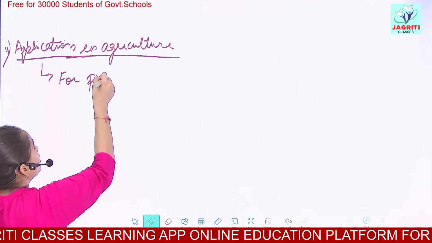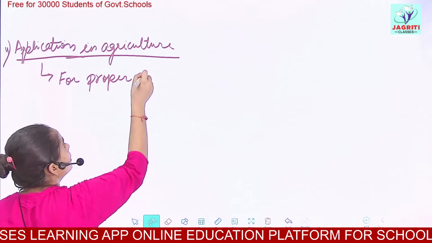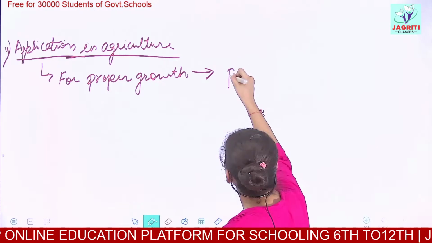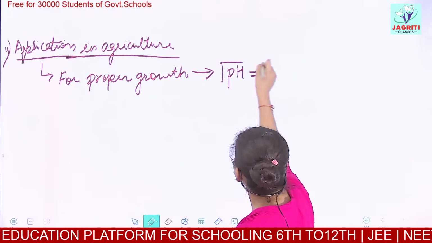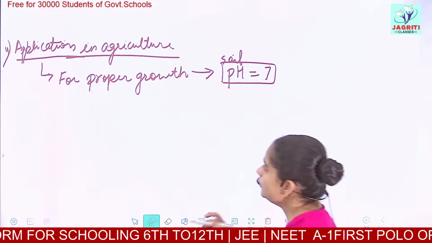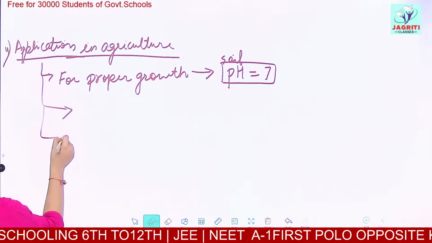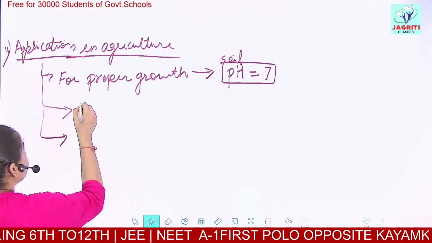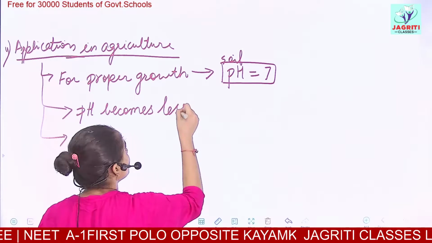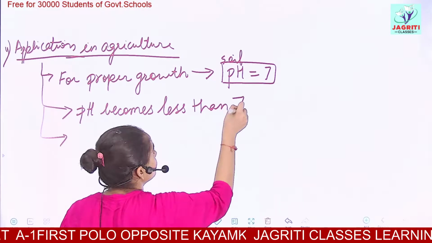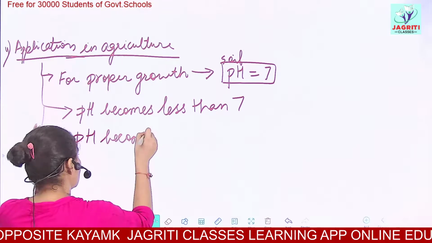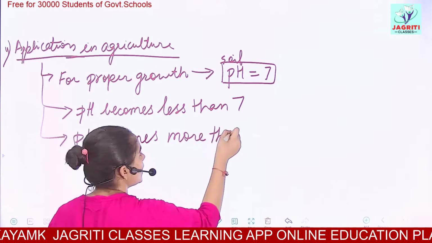For proper growth of plants, the soil required should be of neutral pH, and neutral pH means the pH value should be exactly equal to 7. So the soil pH for proper growth is 7. Now there may be 2 conditions or 2 difficulties faced by the farmers. The first problem is when the pH becomes less than 7. Or it might happen that the pH becomes more than 7. Okay, these are the 2 difficulties which can be faced by farmers.